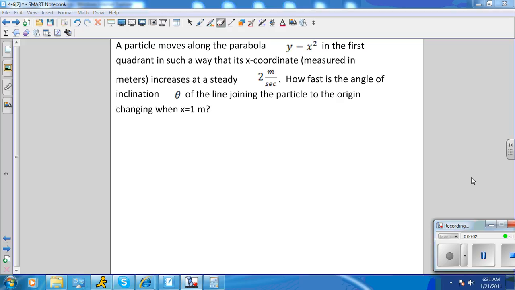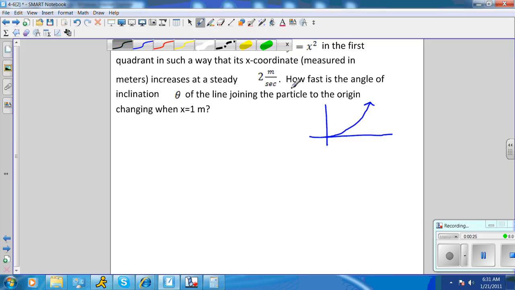Okay, so now we have a particle moving around a parabola in the first quadrant with a constant speed of increase of 2 meters per second on the x-axis. So what we're going to do is draw a picture real quick. The parabola is right here. It's the regular x squared parabola. And our particle is moving along this parabola, going this way. It's moving in the horizontal direction. We'll just put a little arrow down here, 2 meters per second.